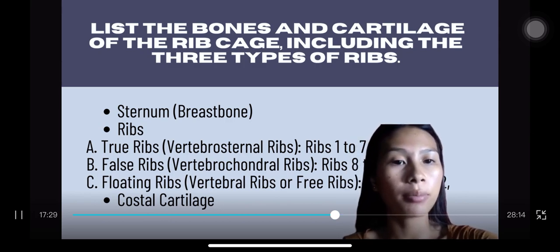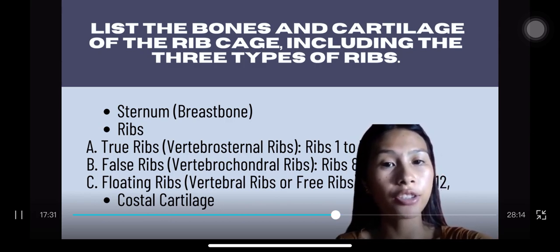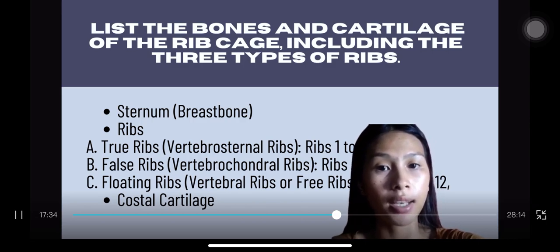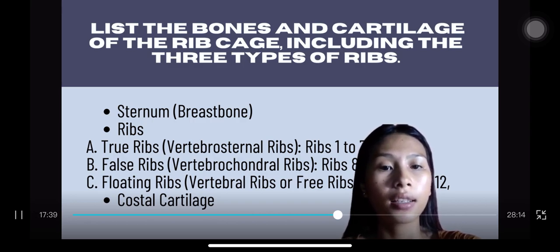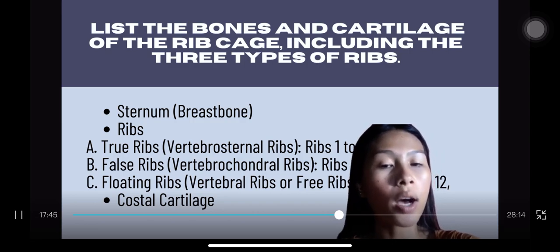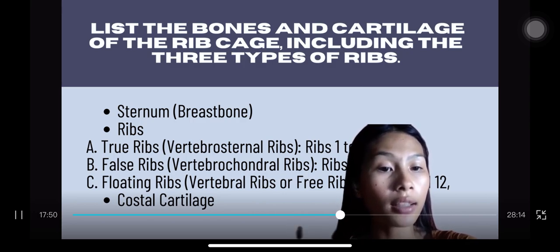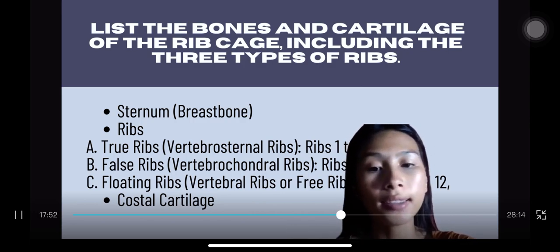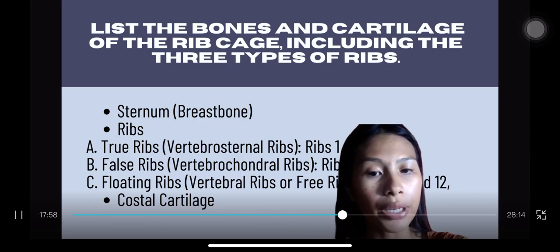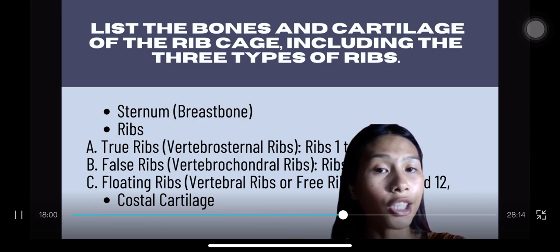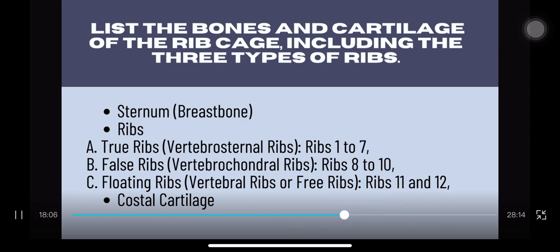We have the list of the bones and cartilage of the rib cage, including the 3 types of ribs. True ribs, vertebrosternal ribs 1 to 7. False ribs, vertebrochondral ribs 8 to 10, and floating ribs 11 and 12. We also have the sternum, the breastbone. We have the ribs and the costal cartilage.